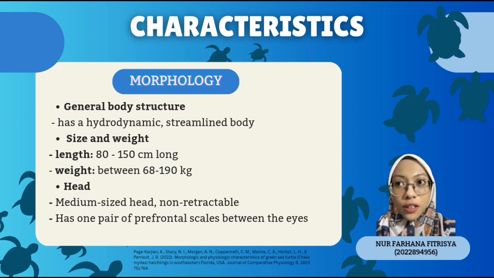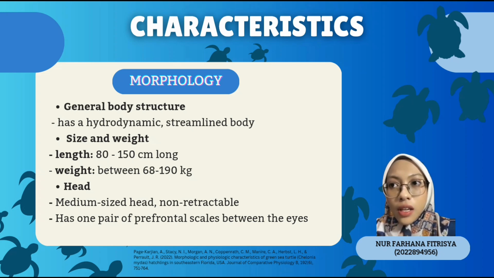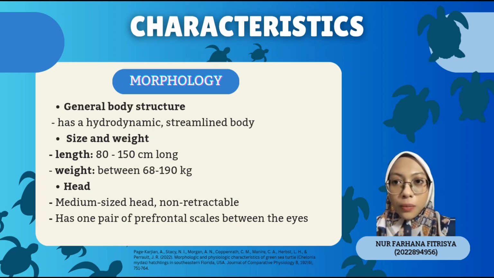Next, I'm going to talk briefly about the characteristics of Chelonia mydas, which is the morphology of Chelonia mydas, also known as the green sea turtle. First, let's look at its general body structure. Chelonia mydas has a hydrodynamic, streamlined body which helps it swim efficiently in the ocean. Its body is protected by a hard shell made up of two parts. First is the carapace, which is the top shell, and the second one is the plastron, which is the bottom.